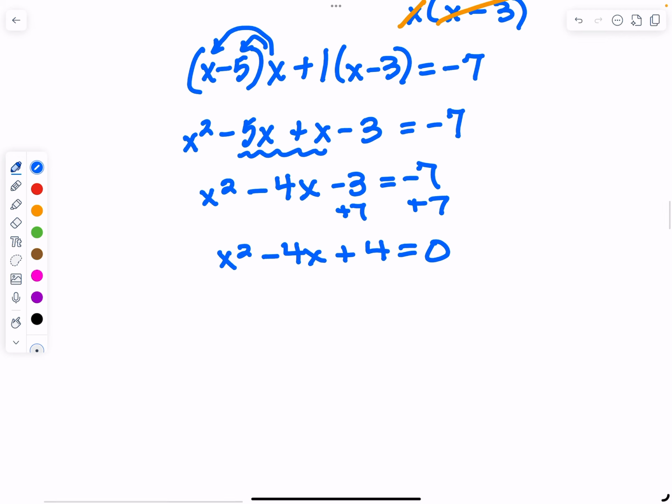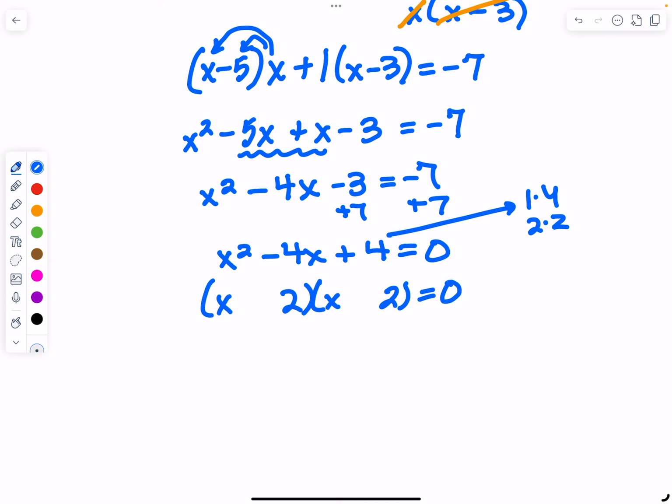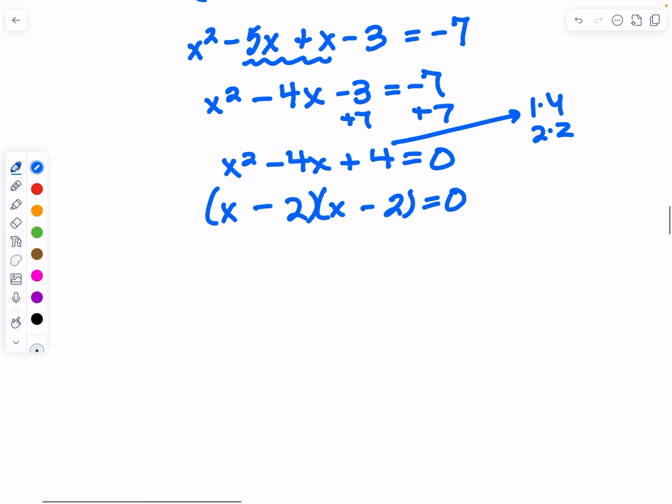And let's see if I can actually factor it. Factors of 4 are 1 and 4 and 2 and 2, and they need to add, right? They need to add to give me my negative 4. So, or to give me 4. And notice that 2 and the 2 will add to give me 4. So it will factor. So x and a 2. And I need it to add to give me a negative 4. So both of those will be negative.